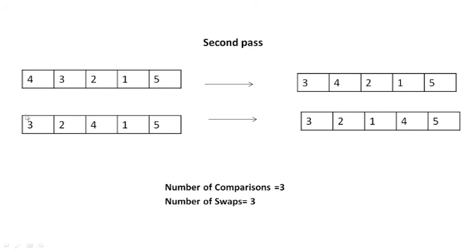3 is smaller, so 3 should take the place of 4. Number of comparisons became 1 and number of swaps is also 1. 4 and 2 will be compared, because the pointer will be here and the next pointer will be here. Then 2 will take the place of 4 because it is smaller, and 4 will take the place of 2. Again the number of comparisons and swaps both became 2. Then 4 and 1 will be compared. 1 is smaller, so 1 will take the place of 4 and 4 will take the place of 1. And again the number of comparisons and swaps increased by 1.